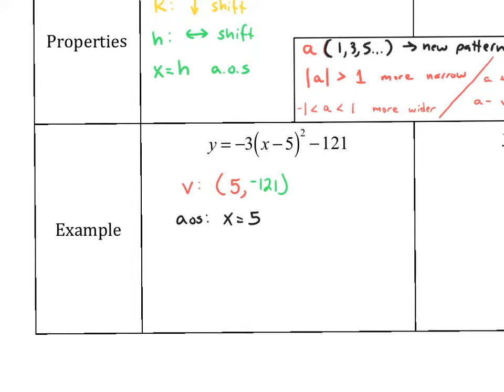So axis of symmetry is 5. We just take that 3 and we multiply it by the 1, 3, 5, and we get our new pattern. And this thing does open down because of this negative right there.